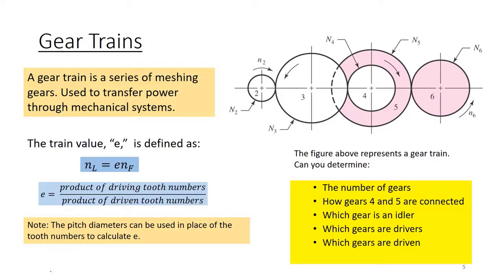All right, so this is a more realistic and complex gear train here. Your task for the quiz is to study this figure and determine the number of gears, how gears 4 and 5 are connected, which gear is an idler, that term is defined in the video, which gears are drivers, and which gears are driven. To answer these questions, you'd have to know what side is the input. We'll say this left side, so here's our input shaft, and then output shaft.